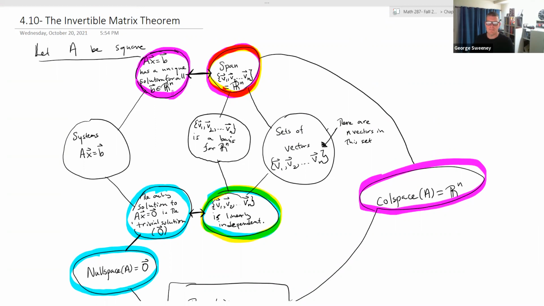So we got our big ideas, sets of vectors, this matrix A, systems. Okay.